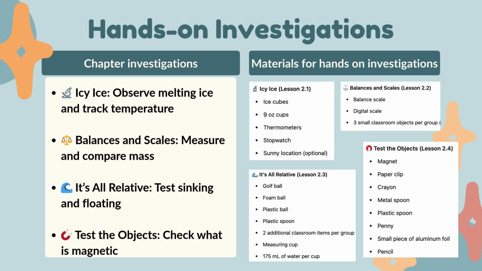Here's what students will do. Icy Ice: measure temperature as ice melts. Balance and Scales: weigh objects and compare their mass. It's All Relative: test objects to see if they float or sink. Test the Objects: use magnets to classify materials. To prep, teachers will need ice, cups, thermometers, scales, magnets, water, and a variety of small objects. Most materials are reusable or already in their classroom.